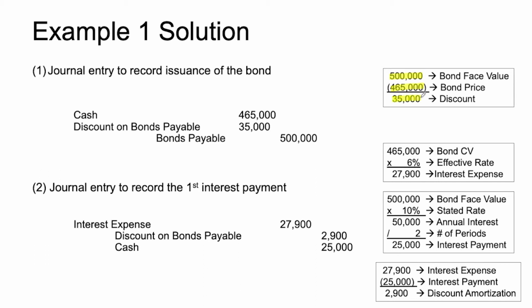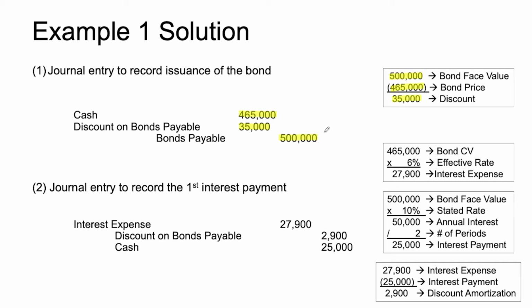at $35,000. So, of course, to record this issuance, we're going to want to debit cash for the amount the bond actually sold for at $465,000, record a debit on the discount on bonds payable, which we just solved for at $35,000, and of course credit bonds payable at $500,000, its face value. We're always crediting bonds payable upon issuance at its face value.